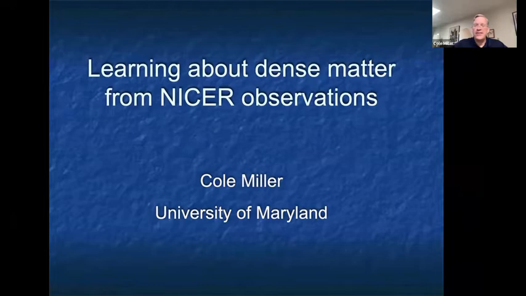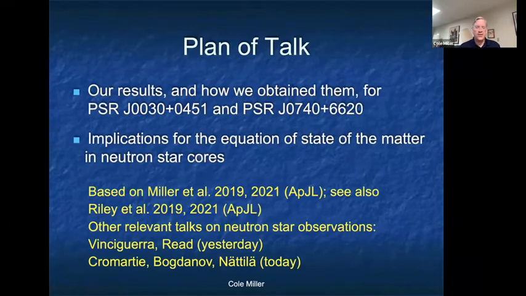I'm going to follow Thankful's outstanding talk, as well as the ones we saw yesterday, by discussing what we can learn about dense matter from NICER observations. My general plan is to talk about our results and how we obtained them for the two pulsars for which we have published results, radius, but also mass in one case. And then I'm going to discuss some of the implications that this has for the equation of state of the matter in neutron star cores.